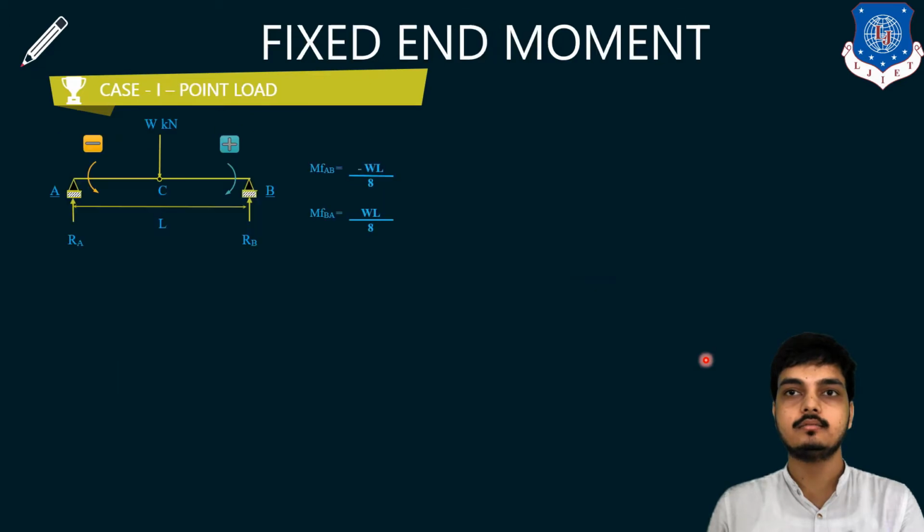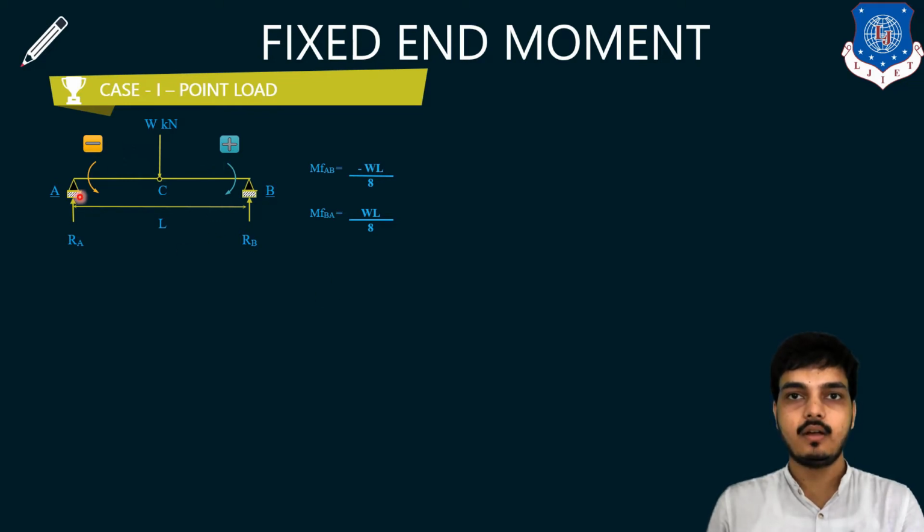Now moving ahead with fixed end moments. In fixed end moments, our case number 1 is point load. You can see that the A to B span is given. A support is simply supported as well as B support is simply supported. Now, load W is placed at the center of span L, meaning this load is at L by 2 from each support. So this load will create some moment.